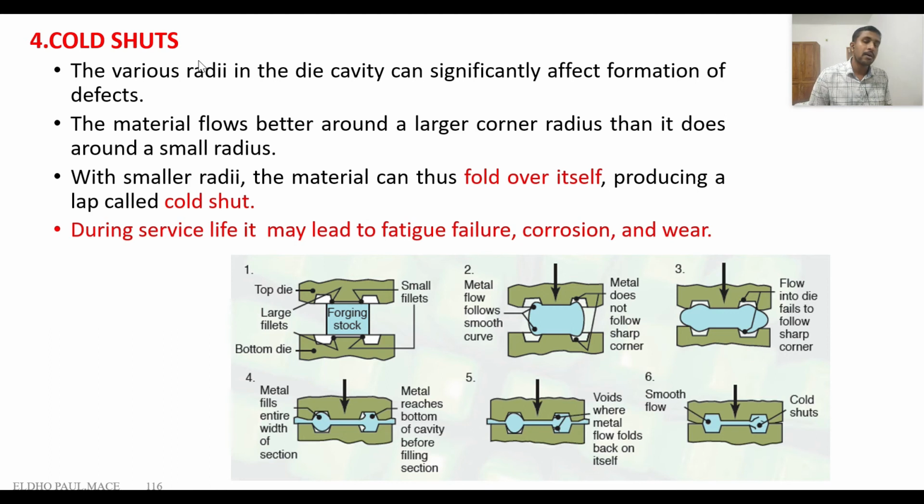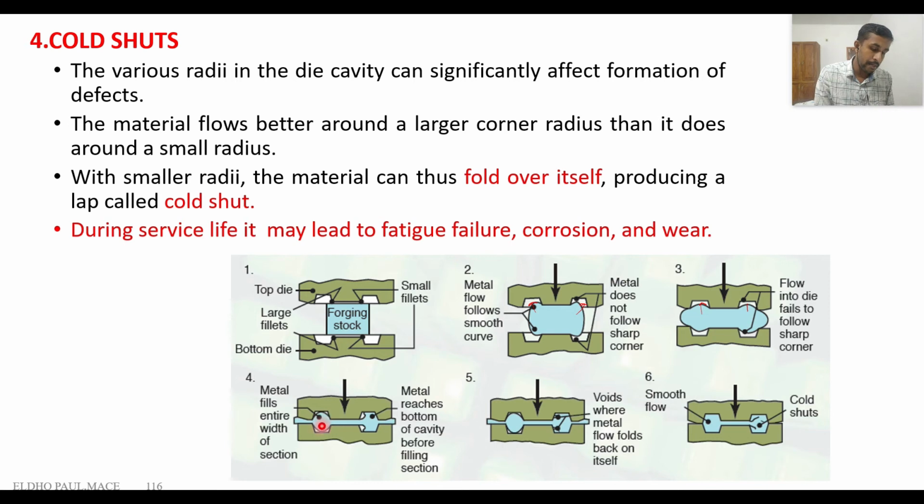The next one is the cold shut. The cold shut is mainly because of the shape of the die. Here we can see these are the 6 stages of the forging operation. In the first stage, we apply the compressive force. The material starts to flow into the cavity. The material is not completely filled here. Some amount of material has to enter the cavity region.